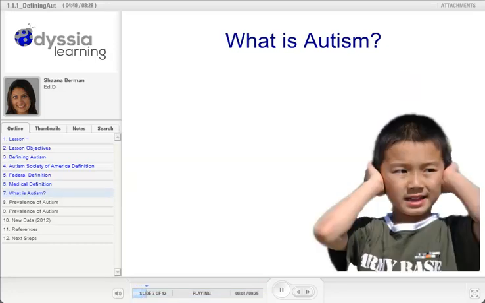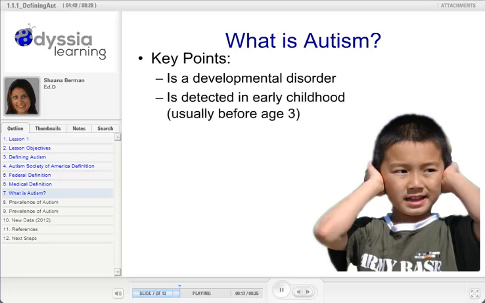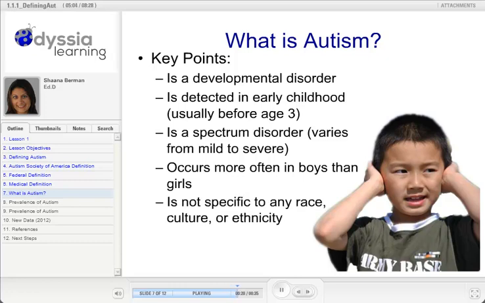Now that we have discussed some definitions of the disorder, let's review some key points. Autism is a developmental disorder. It is detected in early childhood, usually before a child is 3 years old. Autism is a spectrum disorder. That means it varies from mild to severe. Autism occurs more often in boys than in girls. The disorder is not specific to any race, culture, or ethnicity. Autism impacts a child's educational performance.